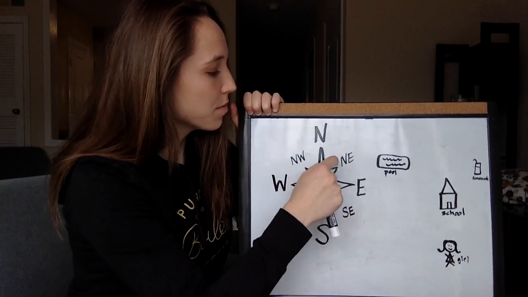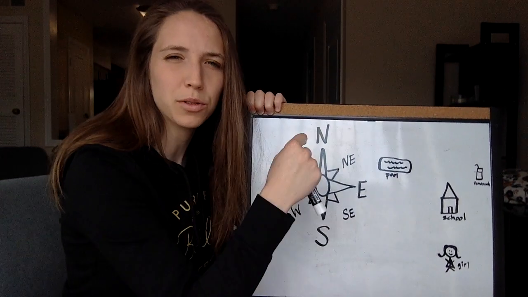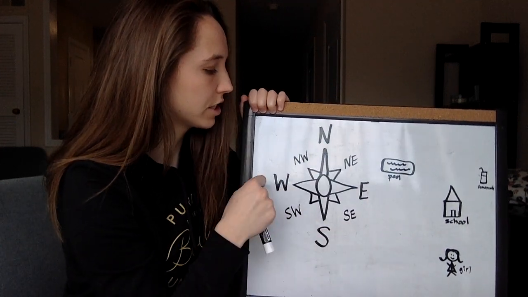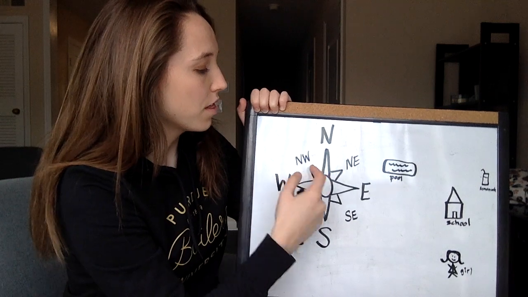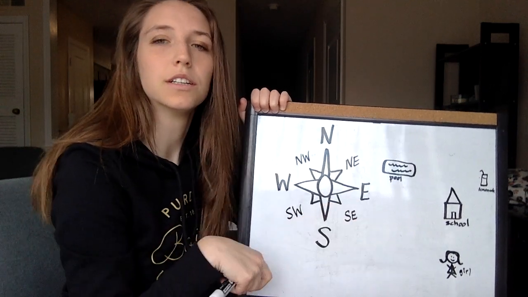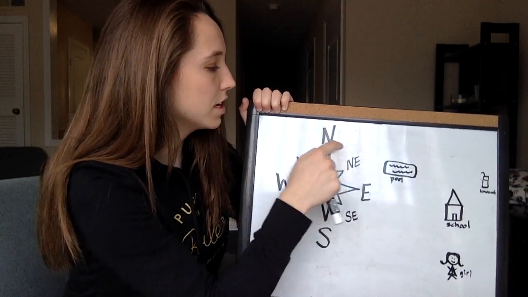Also, there's something called intermediate directions, which are these directions that are in between all of our cardinal directions, okay? So those are ones that are kind of like diagonal pointed out. Okay, so these arrows are our intermediate directions.